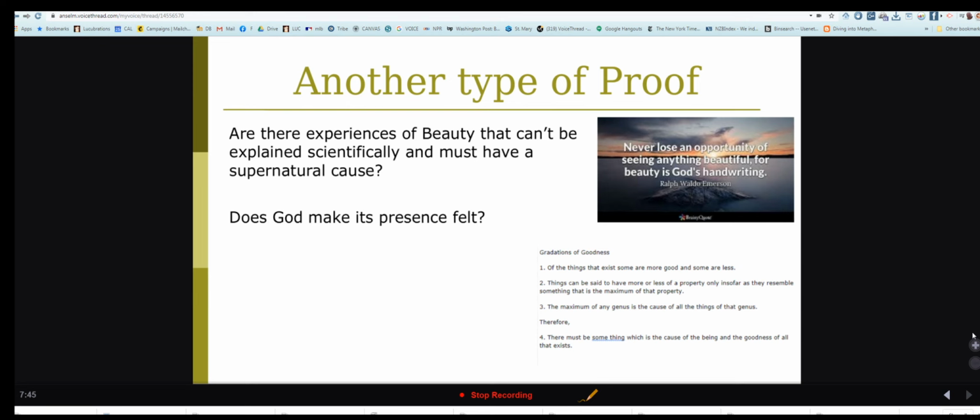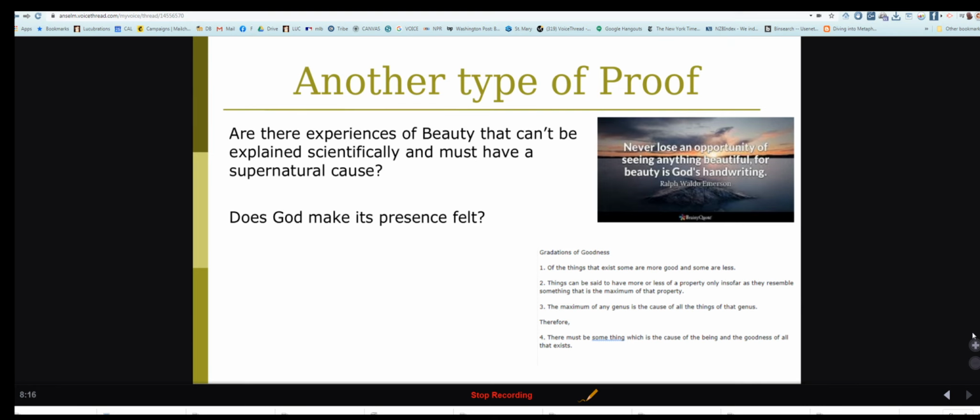So the argument would be that there are types of experiences of beauty or of value, of goodness, that can't be explained scientifically and must have a supernatural cause, must be some type of feeling of the presence of the universe. In the same way that we might like to think that you could tell whether the person you're with is asleep or unconscious, because they make their presence felt, their soul makes its presence felt through their body, that the eyes are the window to the soul. So this is an argument that God makes his presence felt through the beauty of nature.